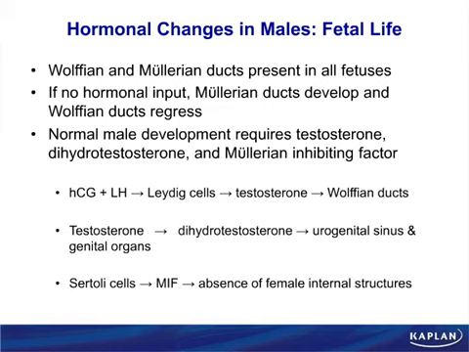So what we know is that normal male development requires 3 things. Testosterone to make the internal male structures. Let's say it again: vas deferens, seminal vesicle, epididymis. Dihydrotestosterone to make penis, prostate, scrotum. And Mullerian inhibiting factor stops the internal female structures.